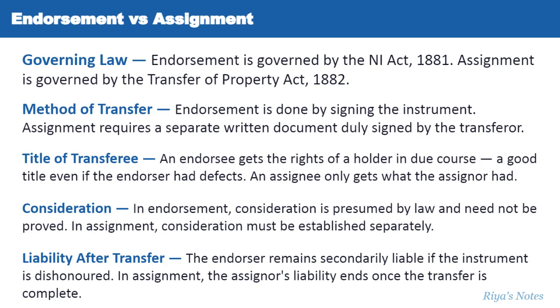Endorsement versus assignment. Governing law. Endorsement is governed by the NI Act, 1881. Assignment is governed by the Transfer of Property Act, 1882. Method of transfer. Endorsement is done by signing the instrument. Assignment requires a separate written document duly signed by the transferor. Title of transferee. An endorsee gets the rights of a holder in due course, a good title even if the endorser had defects. An assignee only gets what the assignor had.